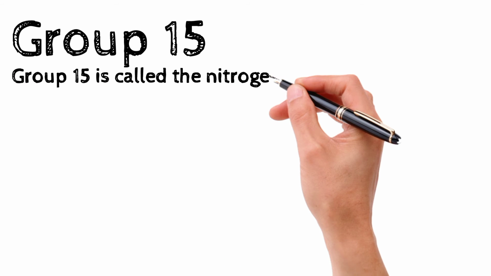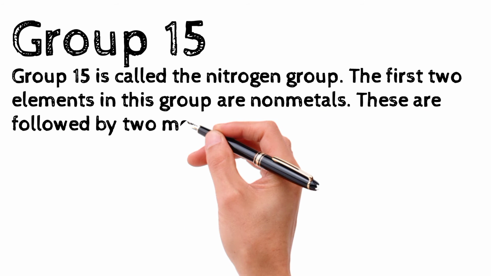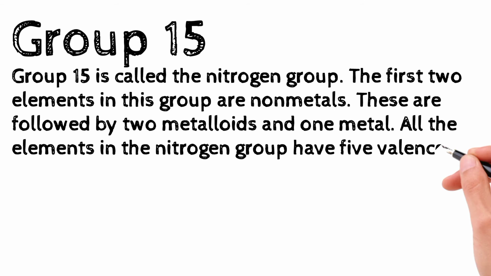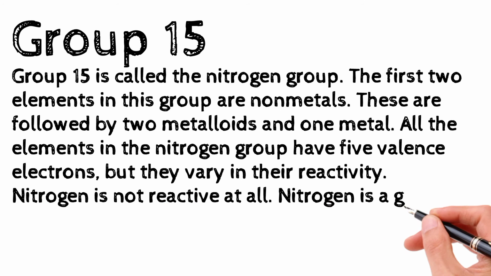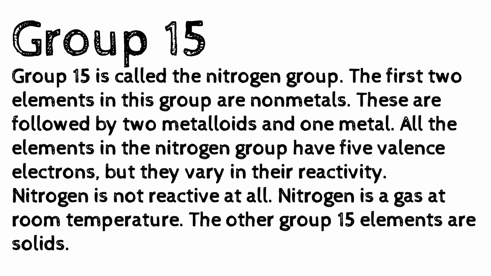Group 15 is called the nitrogen group. The first two elements in this group are nonmetals. These are followed by 2 metalloids and 1 metal. All the elements in the nitrogen group have 5 valence electrons, but they vary in their reactivity. Nitrogen is not reactive at all. Nitrogen is a gas at room temperature. The other group 15 elements are solids.